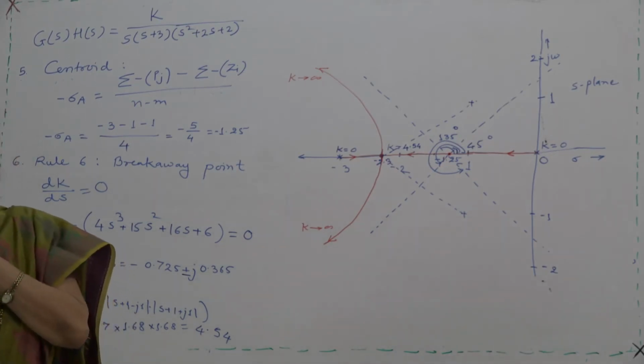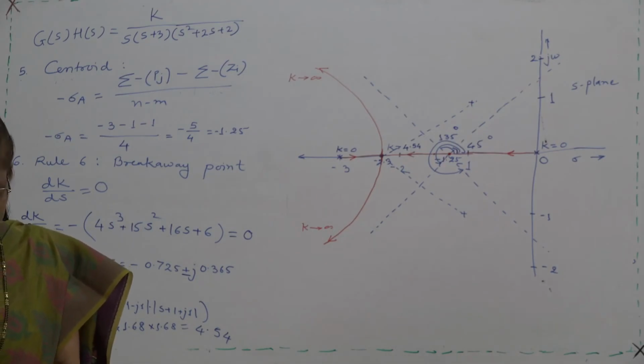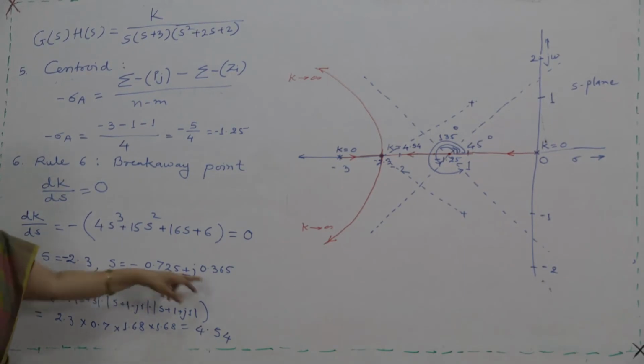So, if I have a particular point on the root locus, I can measure that, that is the location of the root. If I know it, I can find out the gain at that point. How to find it? Use the phasors, measure the length of that phasor and multiply it. So, we are just applying the magnitude criteria, and at s equal to minus 2.3, we get the value of k as 4.54. So, I think there will be no doubt till this.